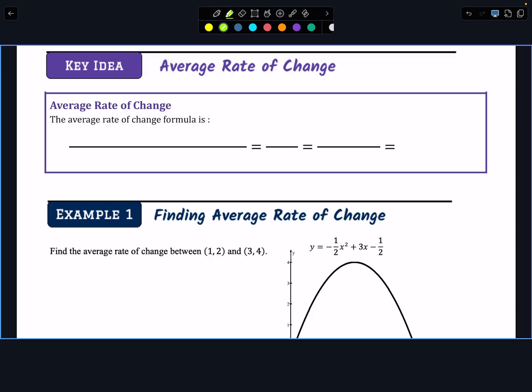So average rate of change, it doesn't matter if it's a line, quadratic, something crazy, trig that you will learn later, okay? But the average rate of change formula is the change in the output values divided by the change in the input values.